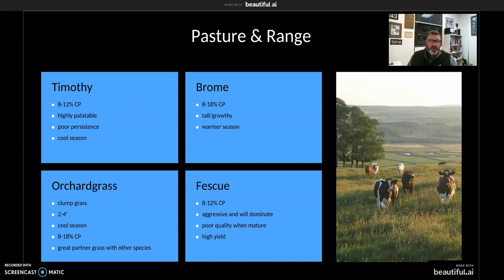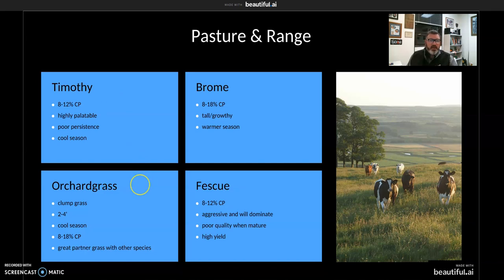Somewhere between 8 and 12% crude protein. I think you can push that to the higher end a little bit most of the time. The problem is it's very poorly persistent in a pasture situation. It doesn't handle foot traffic well, and it certainly doesn't like mud. And as soon as it gets hot, timothy tends to give up a little bit.